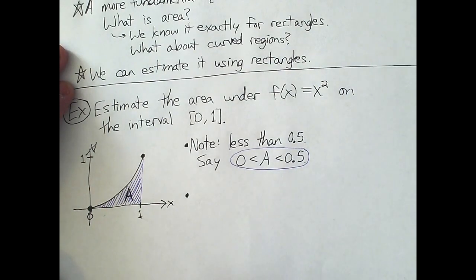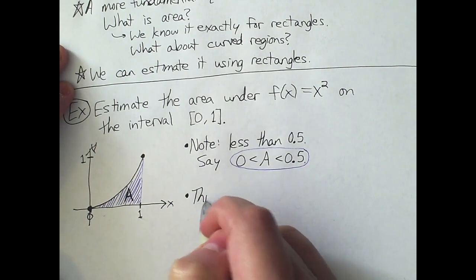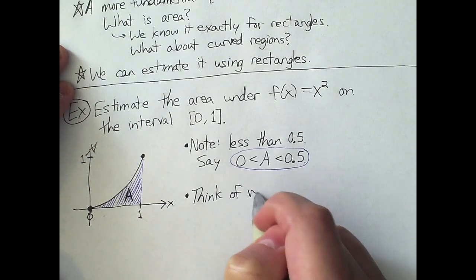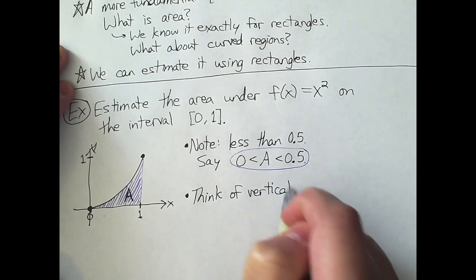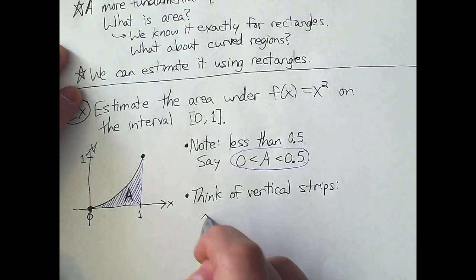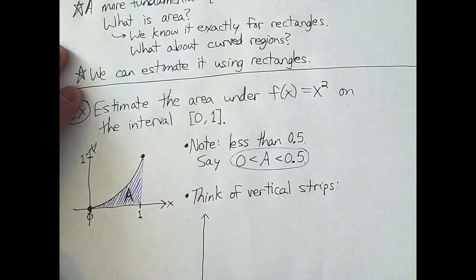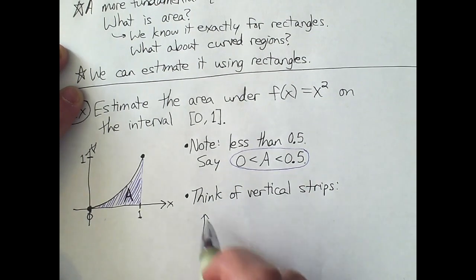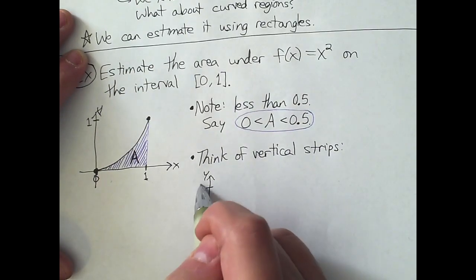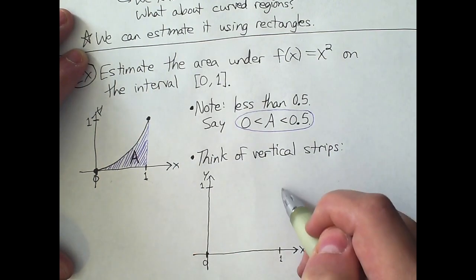Now, I said something about using rectangles. So here is the basic idea. We are going to think of dividing this region into vertical strips. I'm going to wind up drawing a few pictures of this same region, but that's okay. It's a pretty easy curve for us to work with. So here's 1, here's 0, here's 1. Let's draw the curve again.